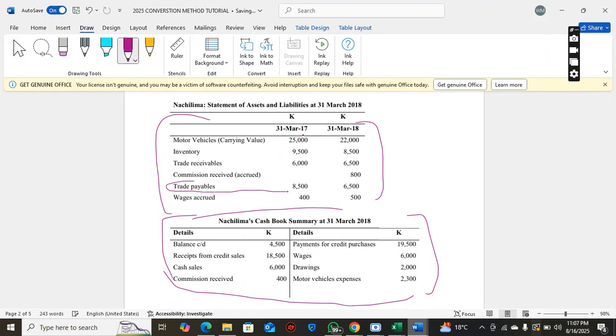Trade payables, 31st March 2017, 8,500. Then trade payables, 31st March 2018, 6,500. So here we have to determine what is our opening balance and what is our closing balance. Colleagues, what is our opening balance and what is our closing balance?